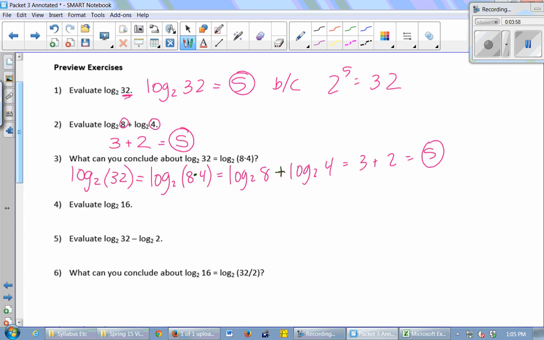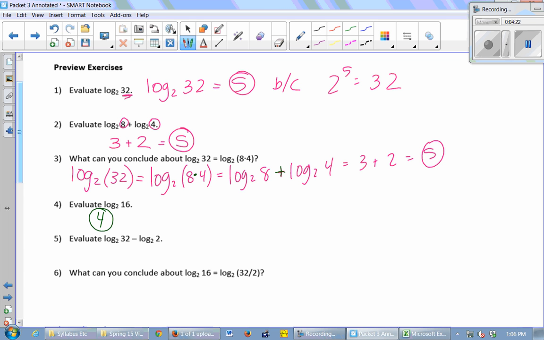All right, what's log base 2 of 16? What power should I raise 2 to make 16? 4. Yeah, 2 times 2 times 2 times 2 is 16. So log base 2 of 16 is 4, because 2 to the 4th is 16.